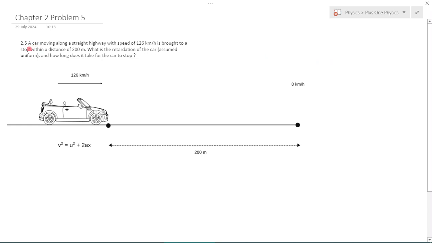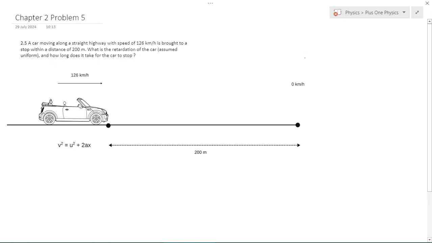I will read the question. A car moving along a straight highway at a speed of 126 km/h is brought to a stop within a distance of 200 meters. What is the retardation of the car? Assume uniform. And how long does it take for the car to stop?